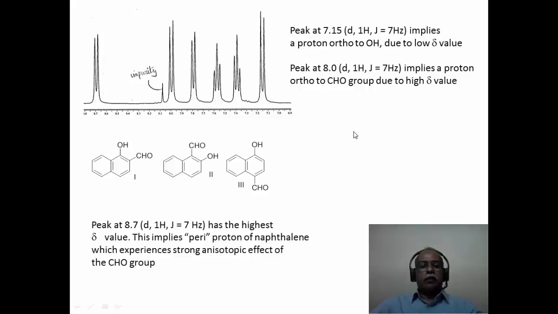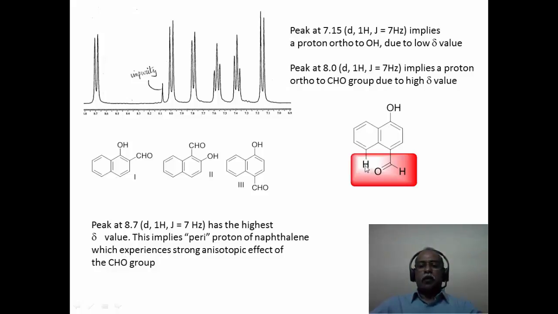This can be further confirmed by the fact that there is a peak at a very high delta value, about 8.7 ppm or so, and this would imply that there is a peri hydrogen which is experiencing the anisotropic effect of the aldehyde functional group. What I mean is, if you take this hydrogen, which is at the peri position of the naphthalene, there is an aldehyde group in the other peri position of the naphthalene. Because of the anisotropic effect of the aldehyde functional group, or any carbonyl functional group in the peri position, this particular hydrogen is pushed to a very high delta value of around 8.8 or 8.9.